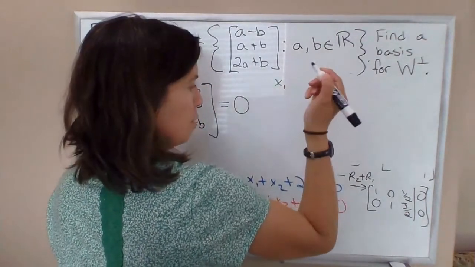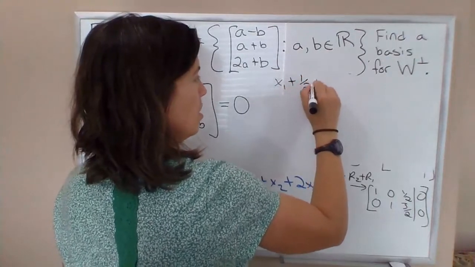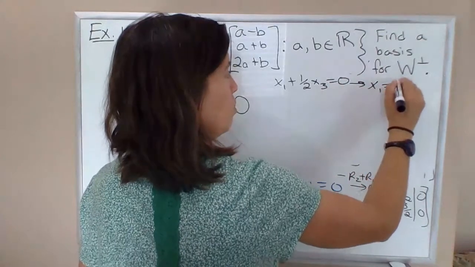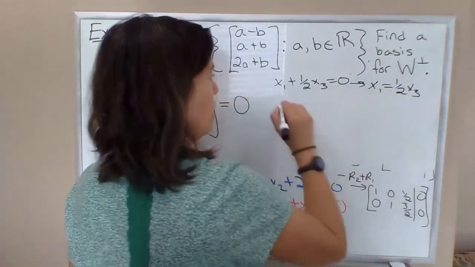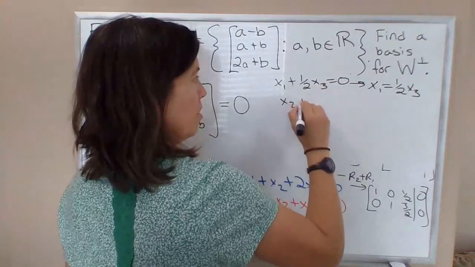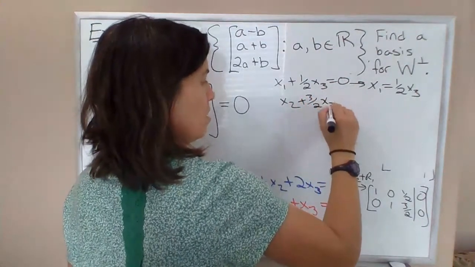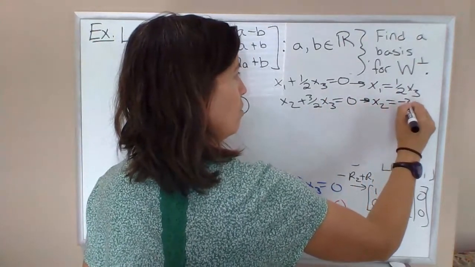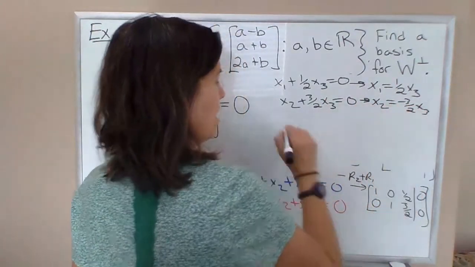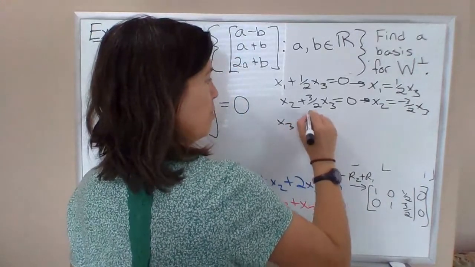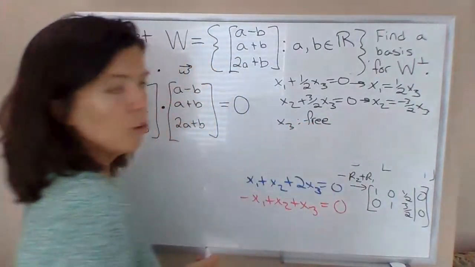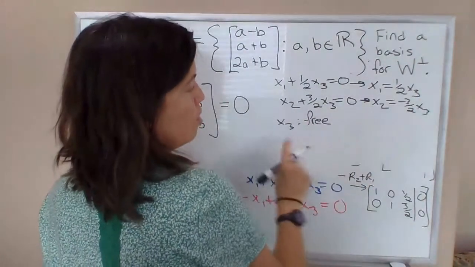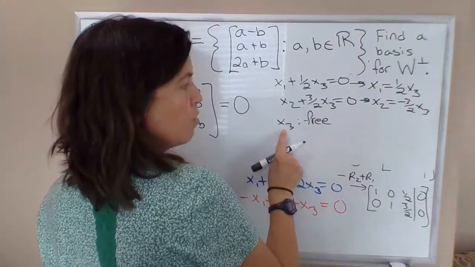x1 plus 1/2 x3 equals 0, so x1 equals negative 1/2 x3. x2 plus 3/2 x3 equals 0, so x2 equals negative 3/2 x3. And x3 is our free variable. So if x3 is our free variable, that's where we can set up our parameter. So you could just let x3 equal t.